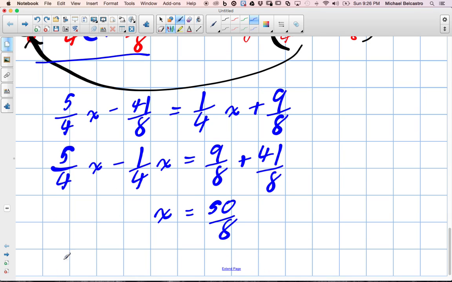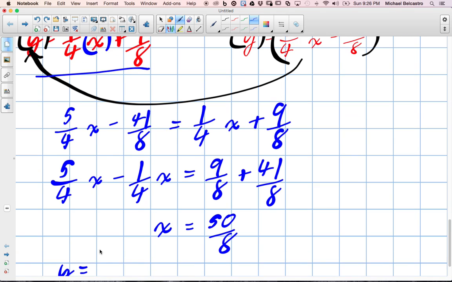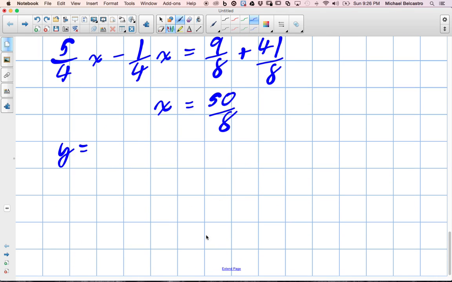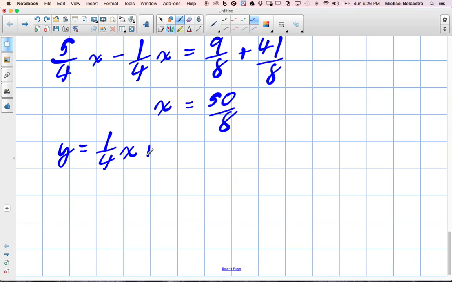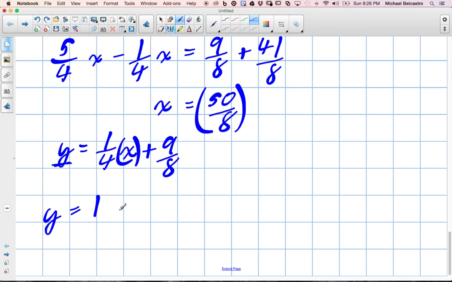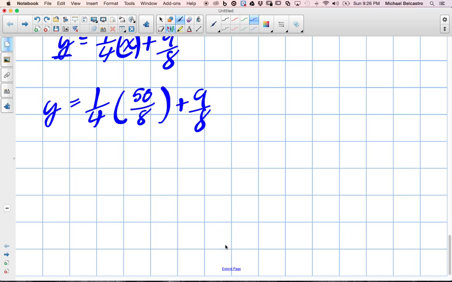So our equation originally read y is equal to 1 over 4x plus 9 over 8. There you go. We're going to take this value and plug it in for the x value to find out what our y is. So y is equal to 1 over 4 times 50 over 8 plus 9 over 8. So a little more math involved here. y is equal to 50 over 32.